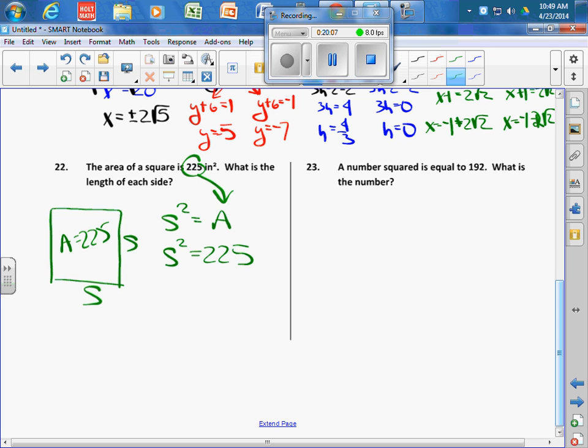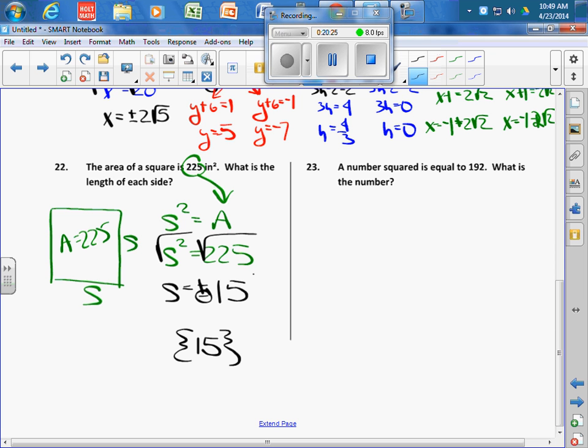How do you solve this kind of equation? Take the square root of both sides. S is equal to plus or minus 15. But we know that the length of a side cannot be negative, so the answer would be 15.